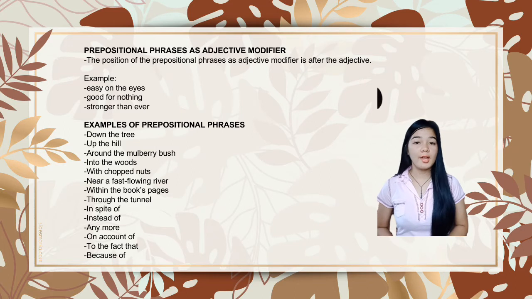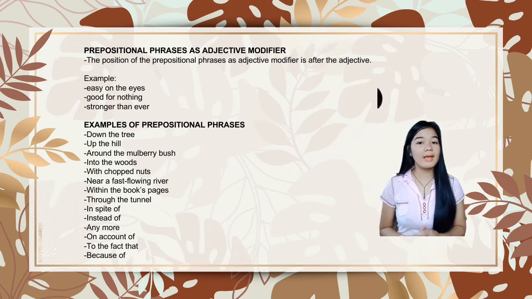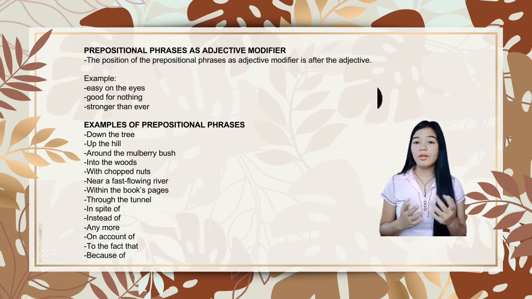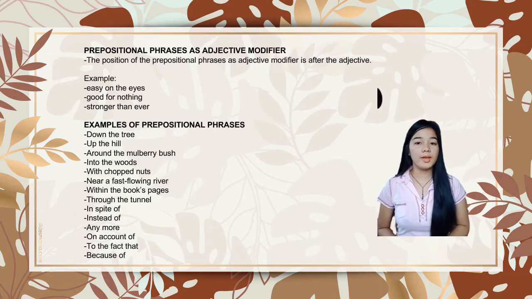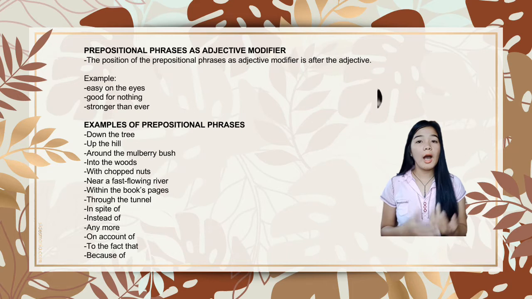Prepositional phrases as adjective modifier. The position of the prepositional phrases as adjective modifier is after the adjective. Example, easy on the ice, good for nothing, stronger than ever. Examples of prepositional phrases: down the tree, up the hill, around the mulberry bush, into the woods, with chopped nuts, near a fast-flowing river, within the book's pages, through the tunnel, in spite of, instead of, on account of, to the fact that, and because of.